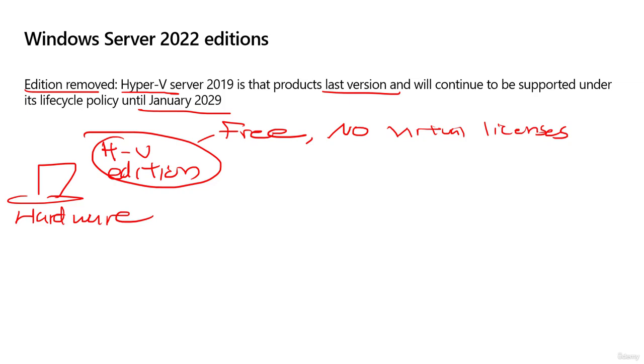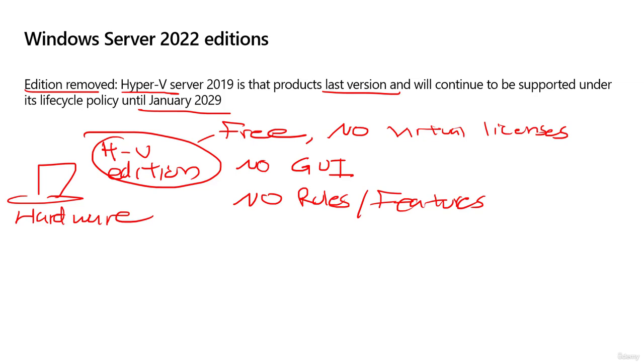Some of the characteristics of this Hyper-V edition, it had no graphical user interface. So locally, it's command line only, and you could do nothing else with it. It could only run virtual machines. So no additional roles, features. So you could not make this a file server, web server, anything like that. The only thing it would do is host virtual machines, so you could run those directly on it.